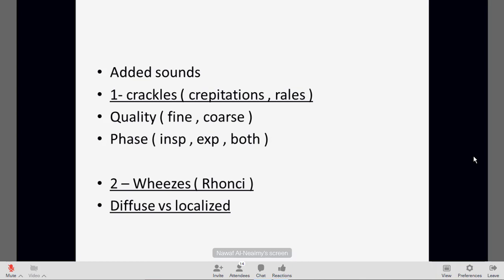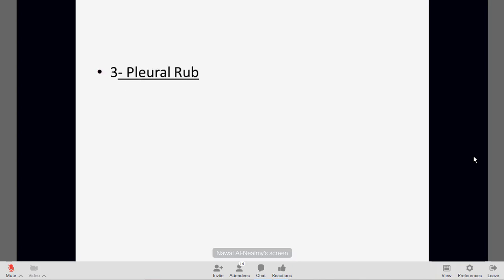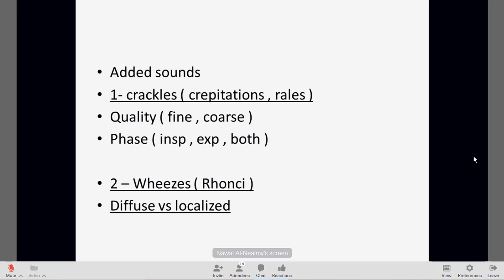نجي بالنسبة لل added sounds. added sounds عندي 3 added sounds. I have the crackles, I have the wheezes, and the pleural rub. Crackles, also called crepitations or rales, these are heard, okay, and they are usually the quality of the crackles. It's of 2 types. Either we have the fine crackles or the coarse crackles.